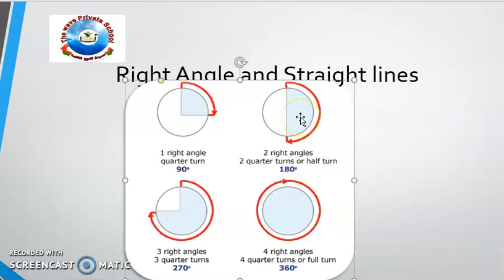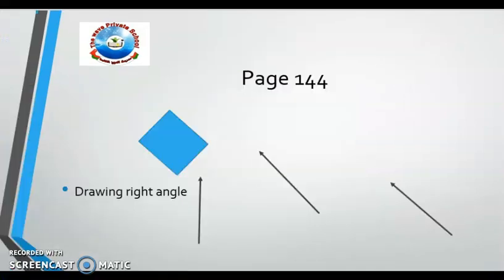Yes, so it means a half circle is 180 degrees and a full circle is 360 degrees. Half circle, how much? 180 degrees. Very good. Say it again. Half circle, how much? 180 degrees. And full circle, 360 degrees. Full circle is equal to 360 degrees. Full circle is how much? 360 degrees. So do you understand this? I hope you understand.